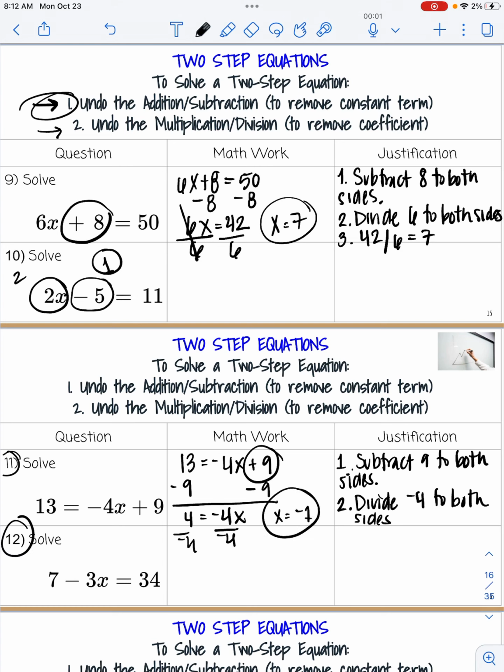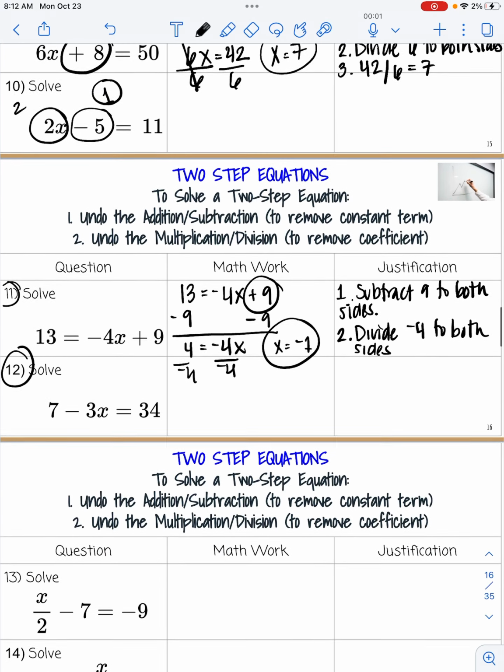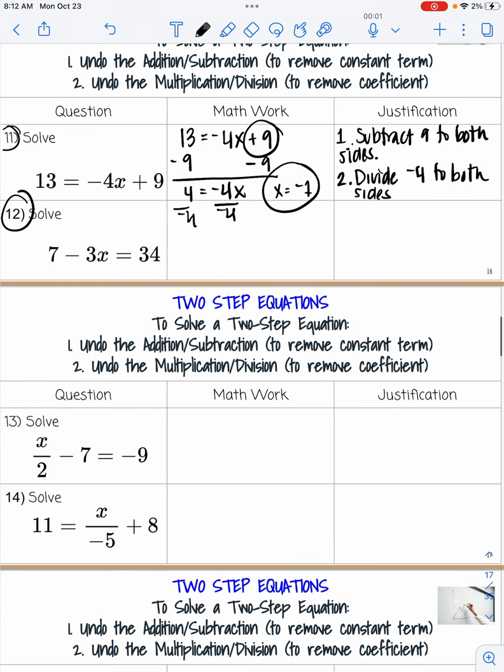Go ahead and try out number 12. Pause the video and try it out. Let's do one more example. We're going to do number 13. We're going to undo first the addition or subtraction, which is the negative 7. So we're going to add, sorry, I was going to write subtract. We're going to add because that's the opposite of subtracting. Add 7 to both sides.